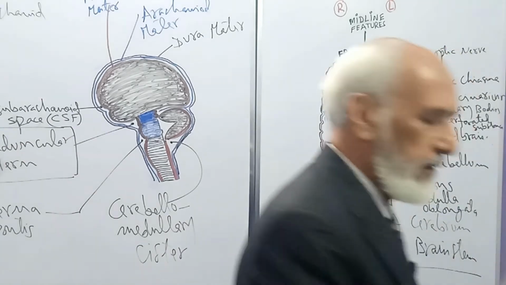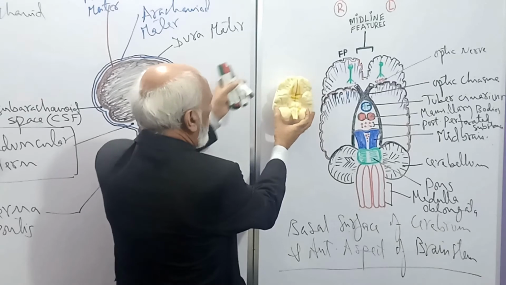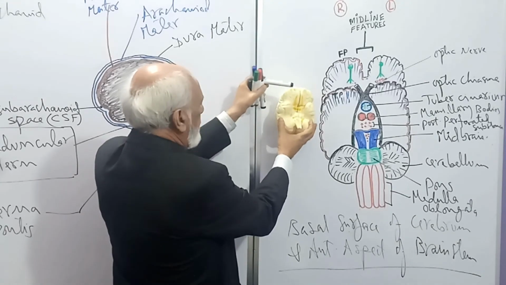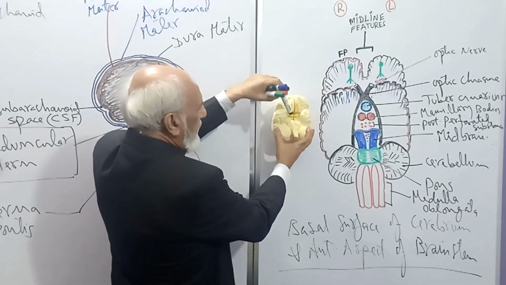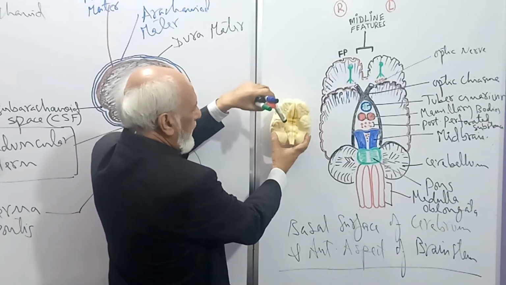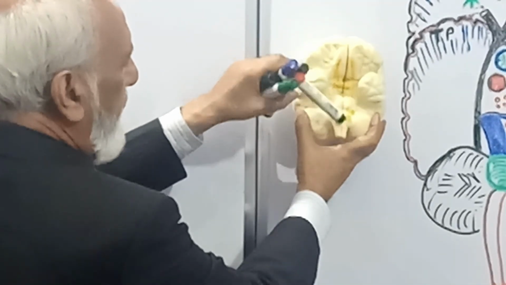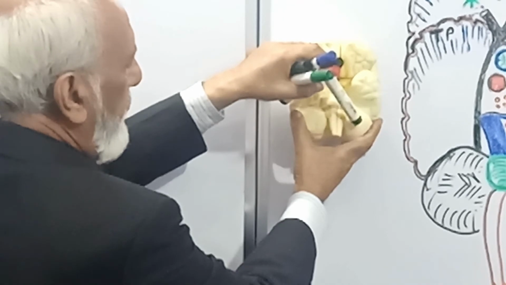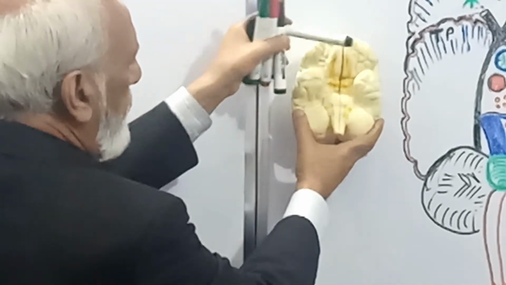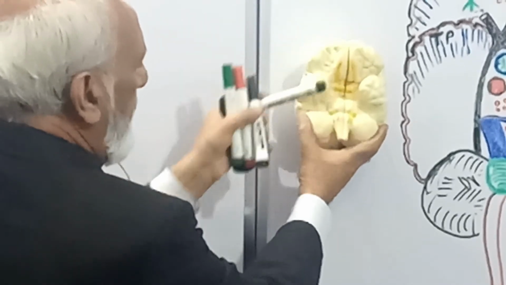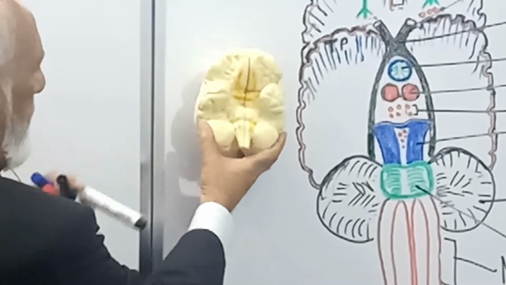For example, here in the model, in this view, the inferior surface or basal surface of the cerebral hemisphere, then the anterior surface of the midbrain, pons, medulla oblongata, and behind the pons and medulla oblongata, this is one cerebellar hemisphere and this is the other cerebellar hemisphere. So you can see the basal surface of the cerebrum, and the anterior aspect of the midbrain, pons, and medulla oblongata.